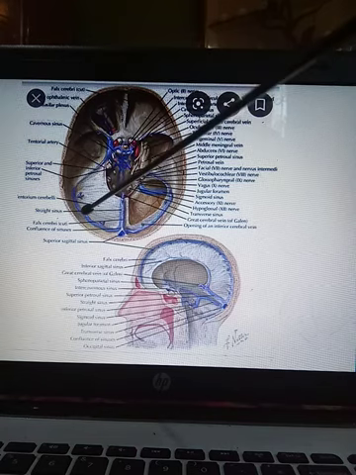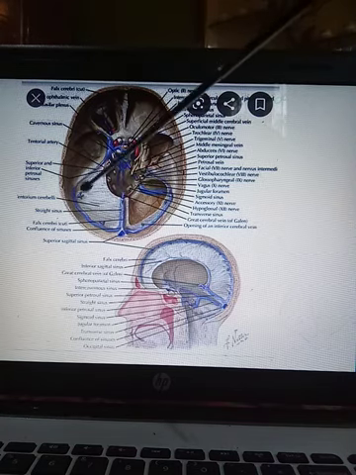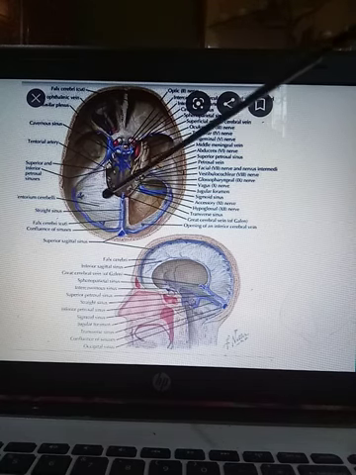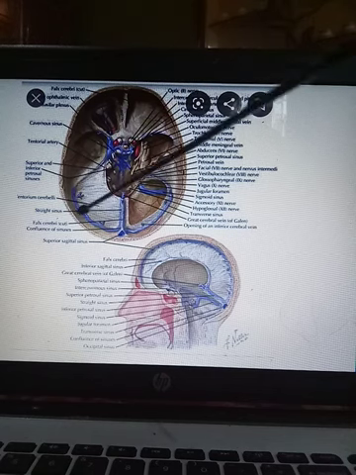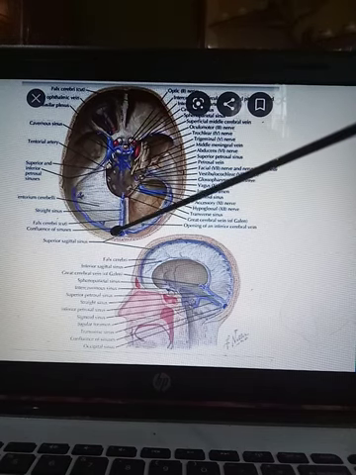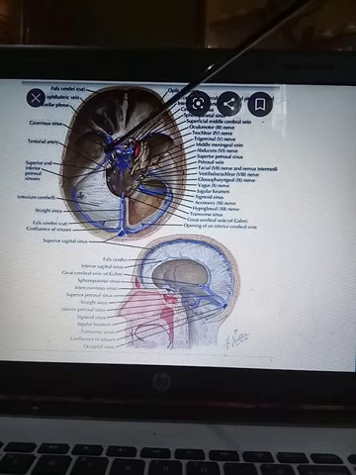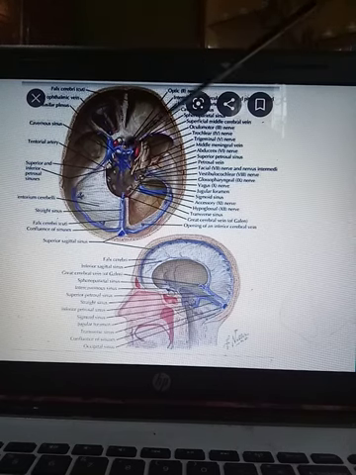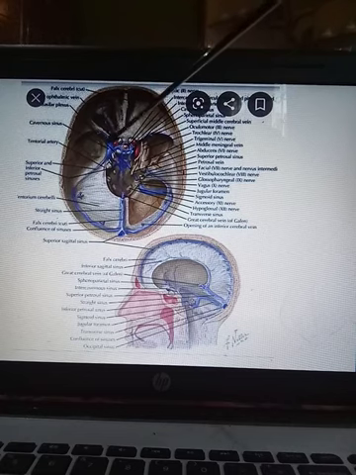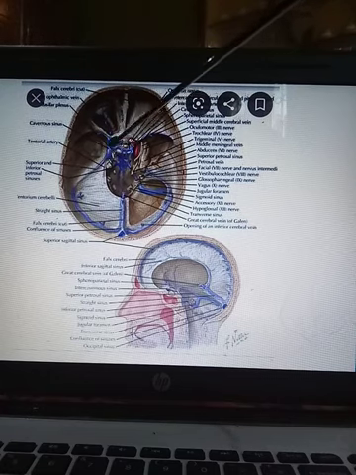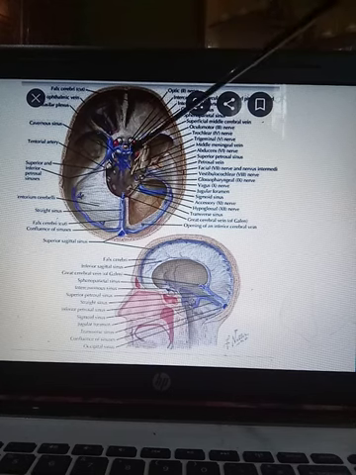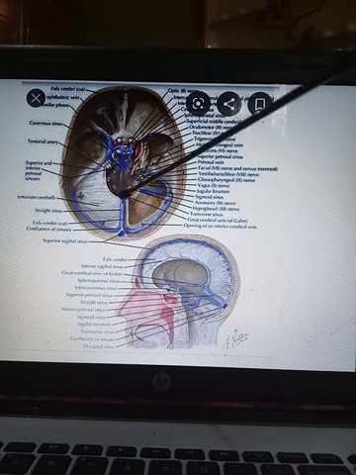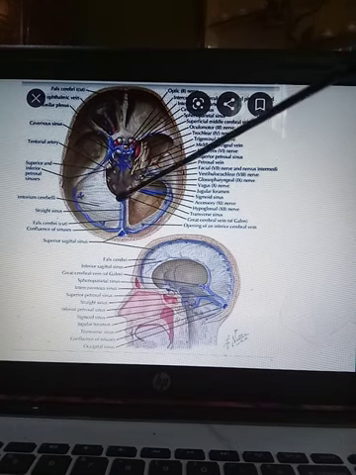See this tentorium cerebelli in the picture. It is quite evident. It has a free margin and it has an attached margin. Anteriorly, it gets attached here to processes called the anterior clinoid processes. It is attached anteriorly to the anterior clinoid process from this side as well as from this side, and a notch is formed here. This notch is called the tentorial notch.